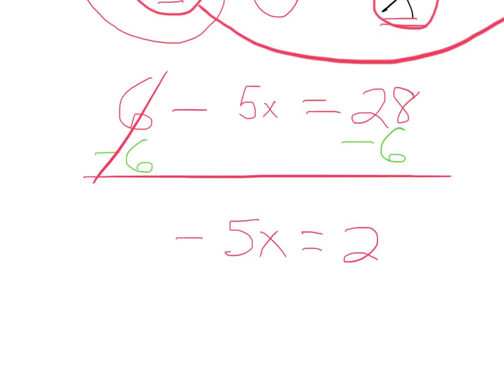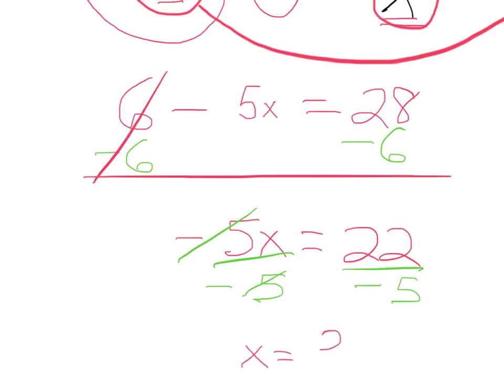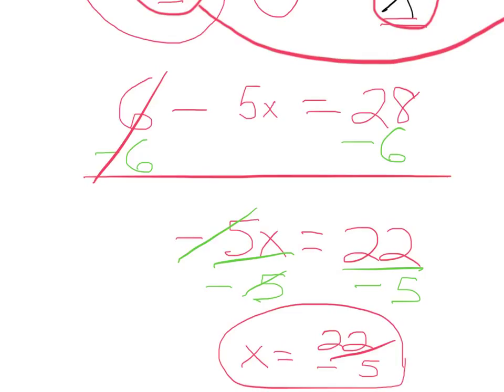28 minus 6 is 22. Divide by -5. We get x equals 22 over -5, or you could put the minus on top or in the middle: -22 over 5.